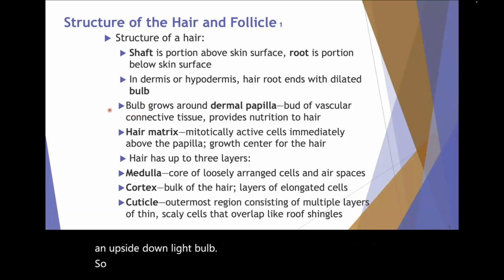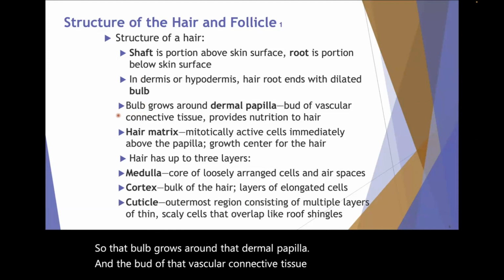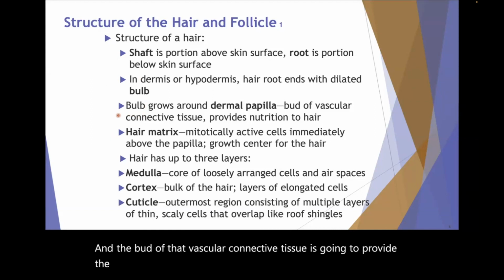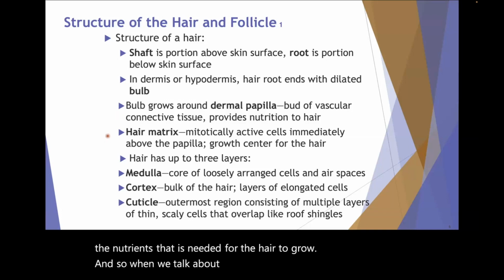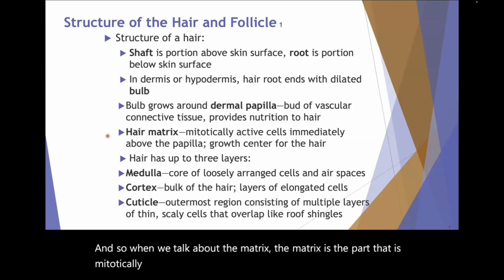So that bulb grows around that dermal papilla, and the bud of that vascular connective tissue is going to provide the nutrients that is needed for the hair to grow. And so when we talk about the matrix, it is the part that is mitotically dividing. It's immediately above the papilla. It's going to grow the center for the hair.